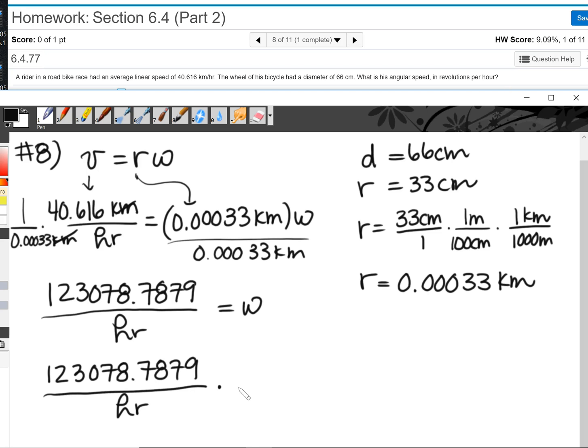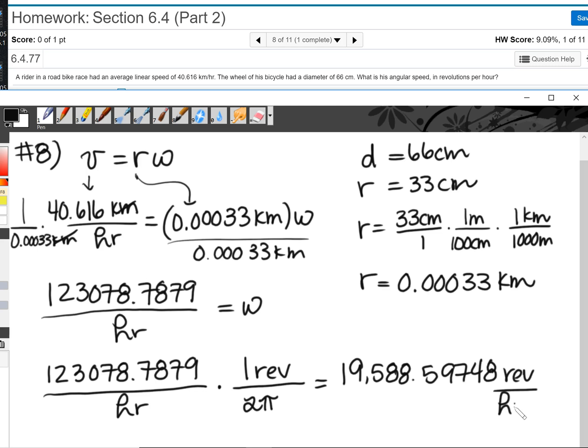Now what do they want? They want revolutions per hour. So again, I'm going to use that fact that 1 revolution is 2 pi radians, except I'm putting the revolution on top and the radians on bottom because I want my radians to cancel out. So I'm going to take that number and divide, and make sure you put parentheses if you don't have a fraction key. It looks to me like I get about 19,588.59748 revolutions per hour, which seems like it should be a pretty high number. We're not talking per minute or per second, we're talking per hour. I hope that one helps a little bit.